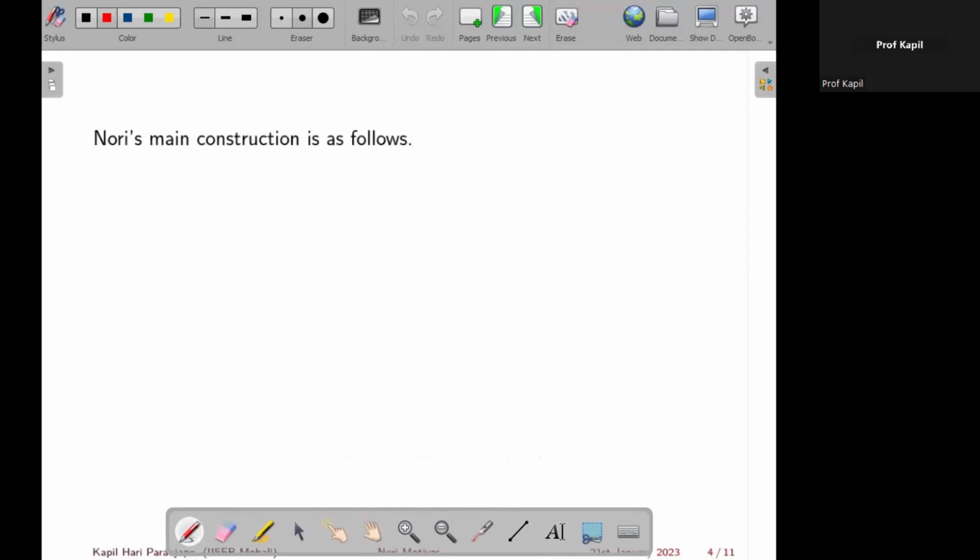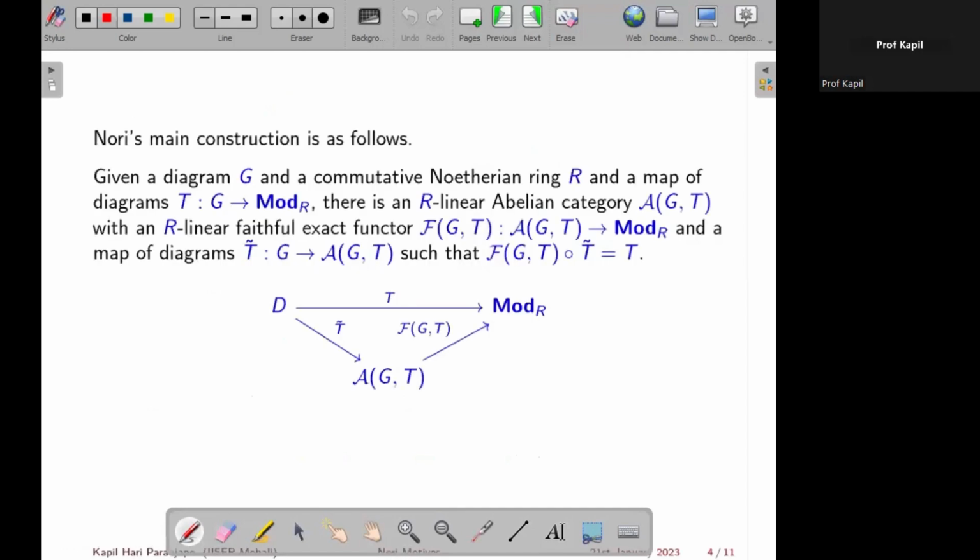Okay, so the main construction of Nori is the following. Given a diagram G and a commutative Noetherian ring R and a map of diagrams from G to R-modules. As I mentioned last time, in most of our applications, R will be one of the following: it will either be the integers or the rational numbers or some field of characteristic 0.